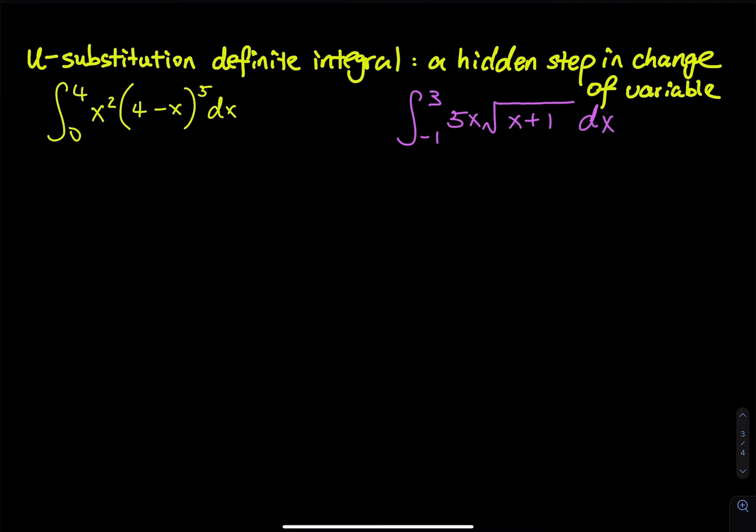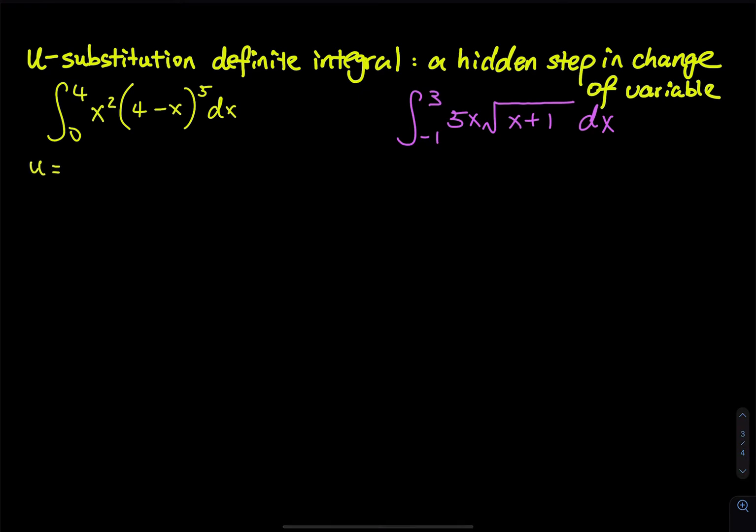These two u-substitution definite integrals have a hidden step. So let me show you where the hidden step is. First of all, the yellow integral: we have the integral from 0 to 4 of x squared times (4 minus x) to the 5th dx. So we have a 4 minus x, a linear function inside a fifth power. That is what the u is going to be.